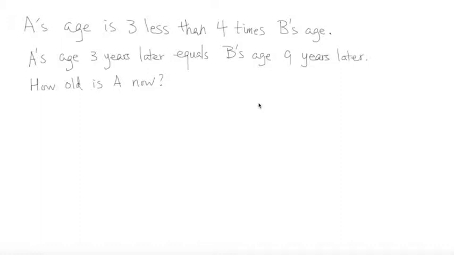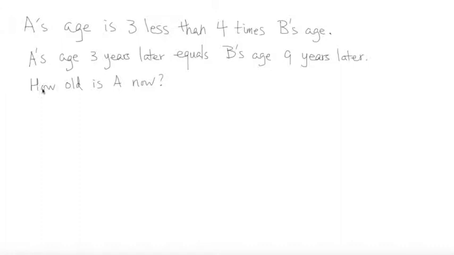Now in this question, you have two persons, A and B. And we're given A's age is 3 less than 4 times B's age. And A's age 3 years later equals B's age 9 years later. And let's try to figure out how old is A.